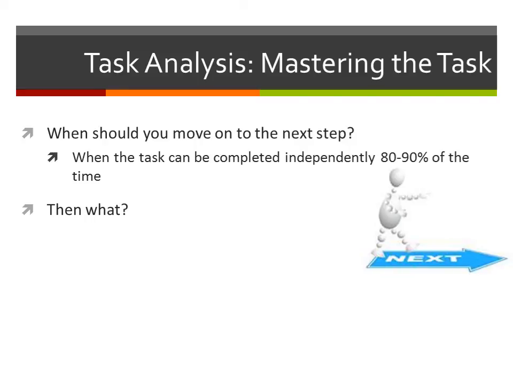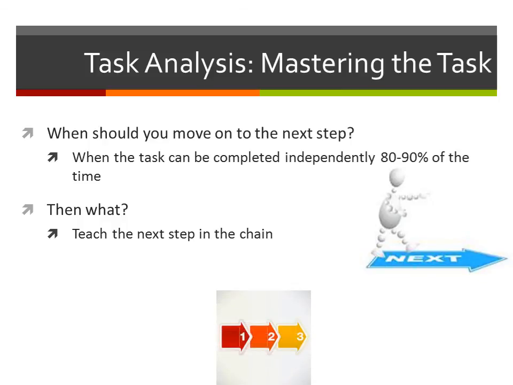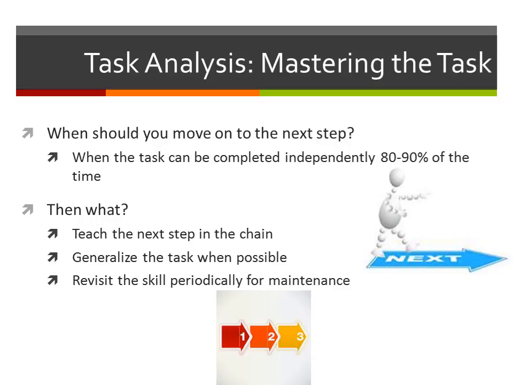Then what? It is time to teach the next step in the chain if you're using forward or backward chaining. If you opted for total task presentation, then you can continue to focus on the steps that are not yet mastered. When possible, it is also beneficial to generalize the task to other locations. While you might not brush your teeth while out at the park, a child can tie his or her shoes in various different locations. Finally, though it might seem redundant, it is important to periodically revisit the skills to ensure they are not forgotten and are still considered mastered.